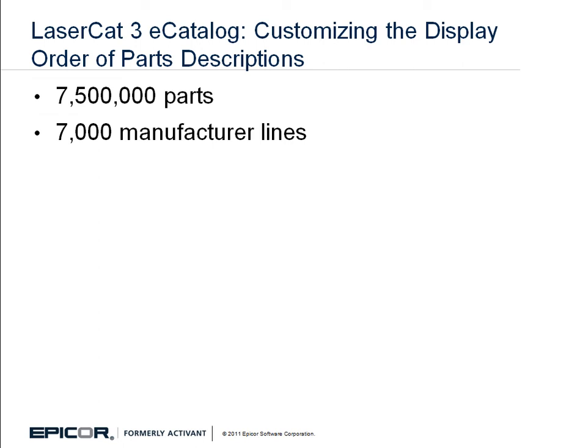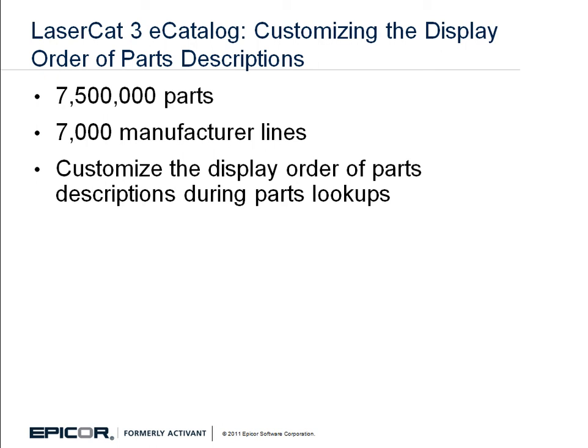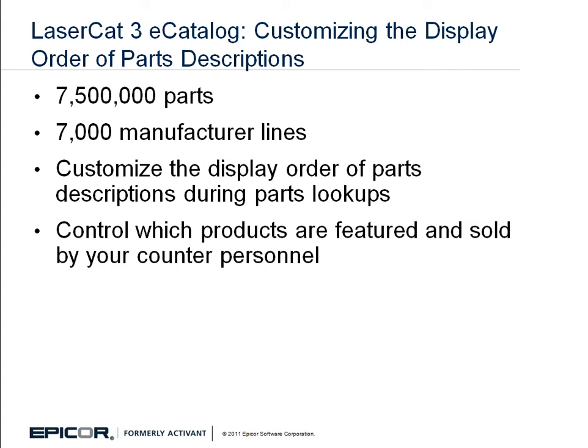In this chapter, we'll demonstrate how to customize the display order of parts descriptions in the electronic catalog during a parts lookup. MCL, or Manufacturer Coverage List, is a user-maintained list of preferred parts providers that are displayed on the screen when you do parts lookups. MCL enhancements enable you to control how counter personnel see LaserCat 3 eCatalog lookup results so you can prioritize which items are featured and sold.